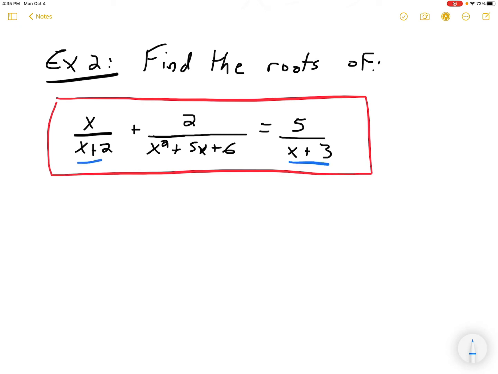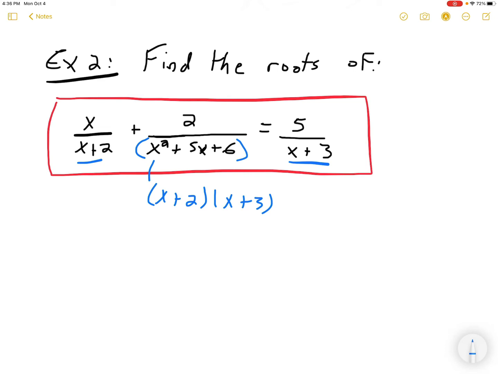These two are already in simplified factored form, so what we're going to do is focus in on this one and get it into factored form so that hopefully we'll have a lowest common denominator, or lowest common multiple. So if we factor this out, we're going to end up with x plus 2 and then x plus 3. And it doesn't matter in what order we write this.